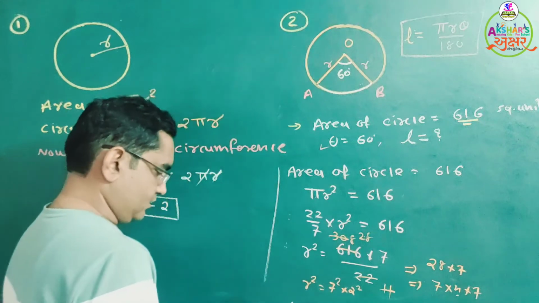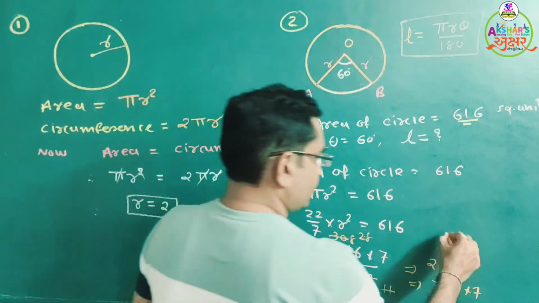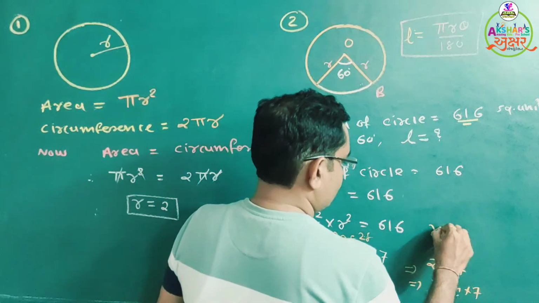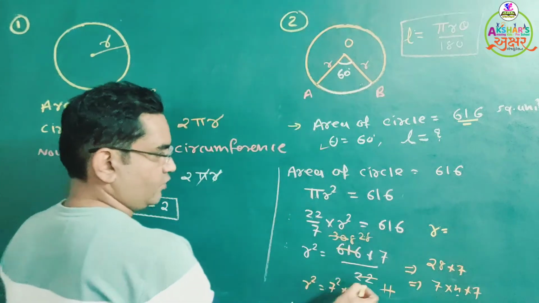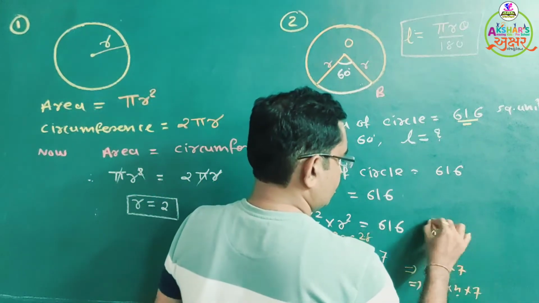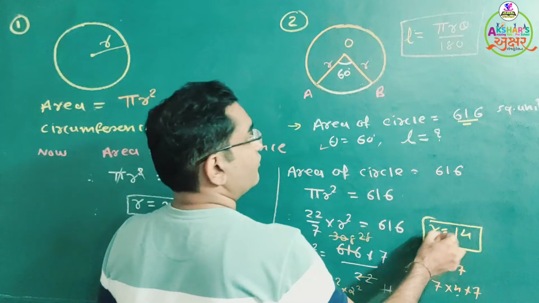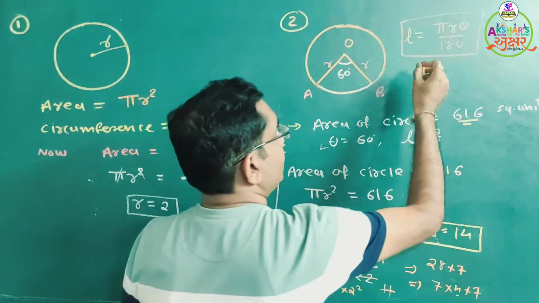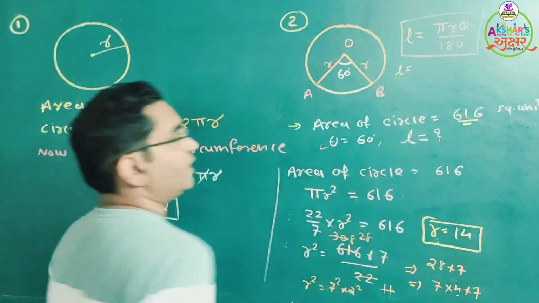So square root of R square, that is the value of radius R. So radius R will be 7 2s are 14 unit. Done. Now we have the value of R and theta, so we'll get the value of length of minor arc.